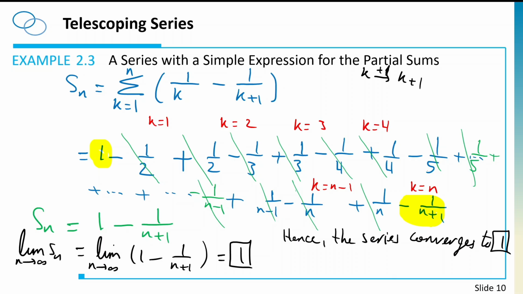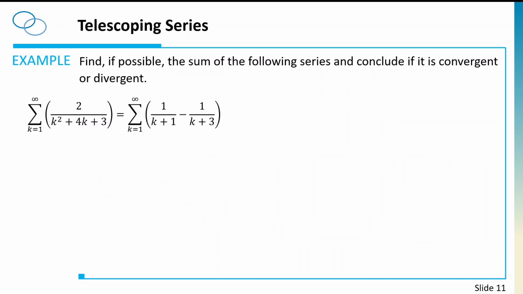Okay, let's check one more. In this question, we need to find whether this series is convergent or divergent. The first step, I've done it already for you, so the question originally looks something like this. Anytime you see a question which should remind you of partial fractions, you have to do one additional step at the beginning. If you do the partial fraction, it will be written as 1 over k plus 1 minus 1 over k plus 3. Now the technique, the faster one.